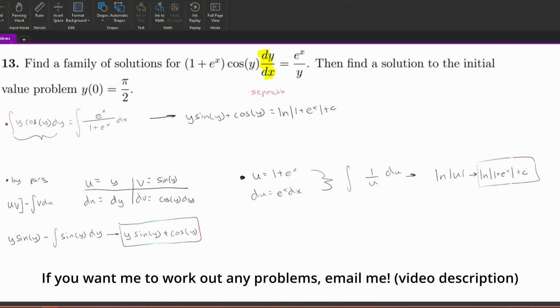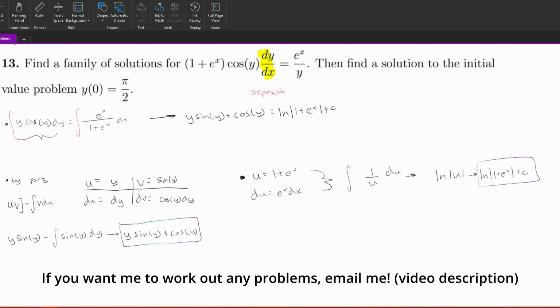Now from here is where we're going to want to plug in our values so that we can solve for c. We know our y is pi over 2, so we're going to have pi over 2. Sine pi over 2 is just going to be 1. Cosine pi over 2 is going to be 0, so we're just left with pi over 2 on this side. And then we have ln of 1 plus e to the x. Our x is just 0. Anything to the 0 power is just 1, so this is going to be equal to ln 2 plus c.